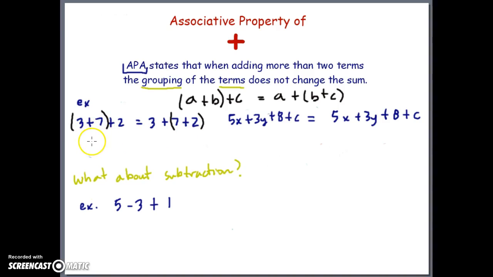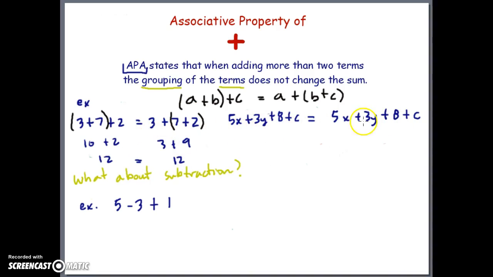So here, what we're going to do first is add the 3 and the 7, we get 10, and then we'll add the 2 to the 10, and we'll get 12. Whereas here, order of operations tells us we need to add these two first, we get 9, then we add the 3 in, and 3 plus 9 is 12. So we get the same exact thing.